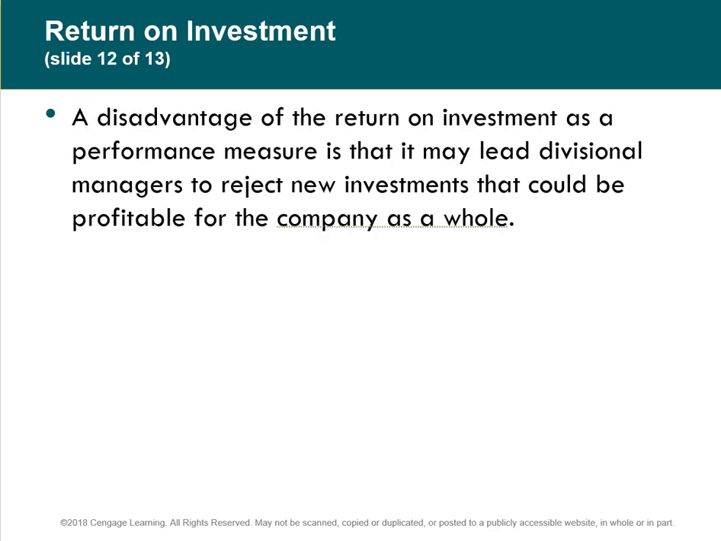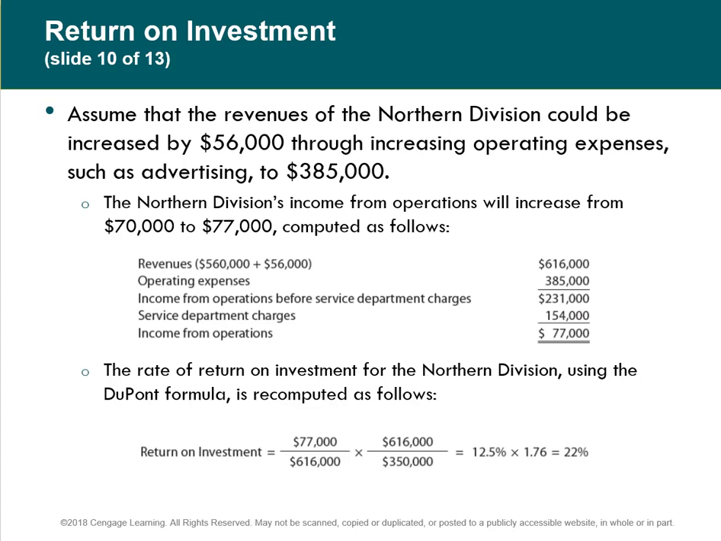You have to be a little bit careful there. One of the disadvantages of ROI is that it may lead divisional managers to reject new investments that could be profitable for the company as a whole. For example, let's say that the Northern Division is earning 22% now. If the Southern Division has a project that would earn 20%, or let's say the Northern Division had a project that would earn 20%, they would reject it because it would bring down their 22%. Do you understand that?